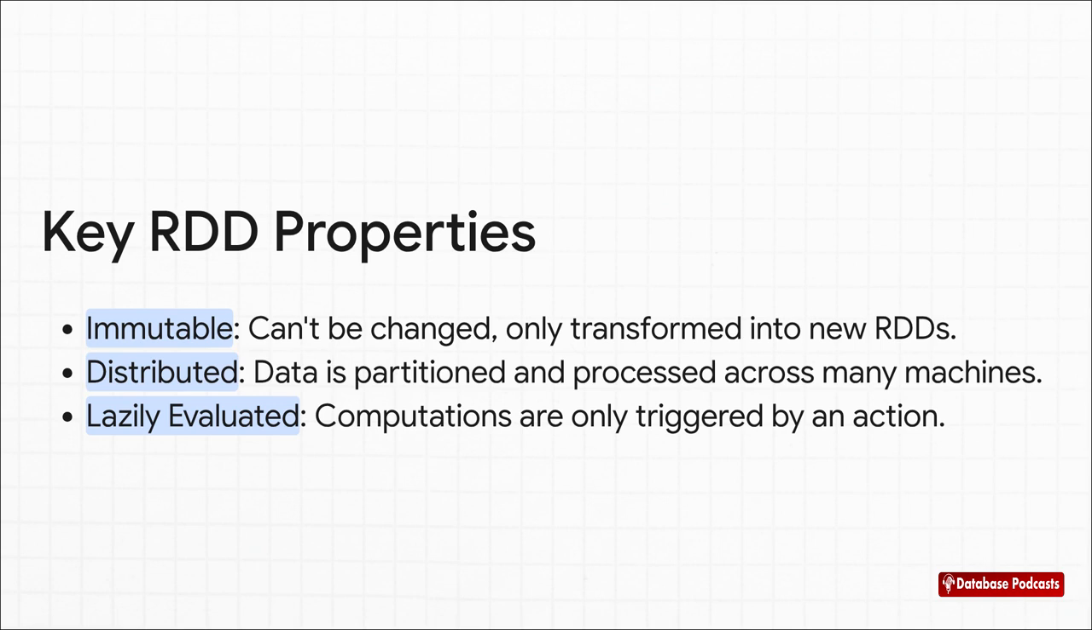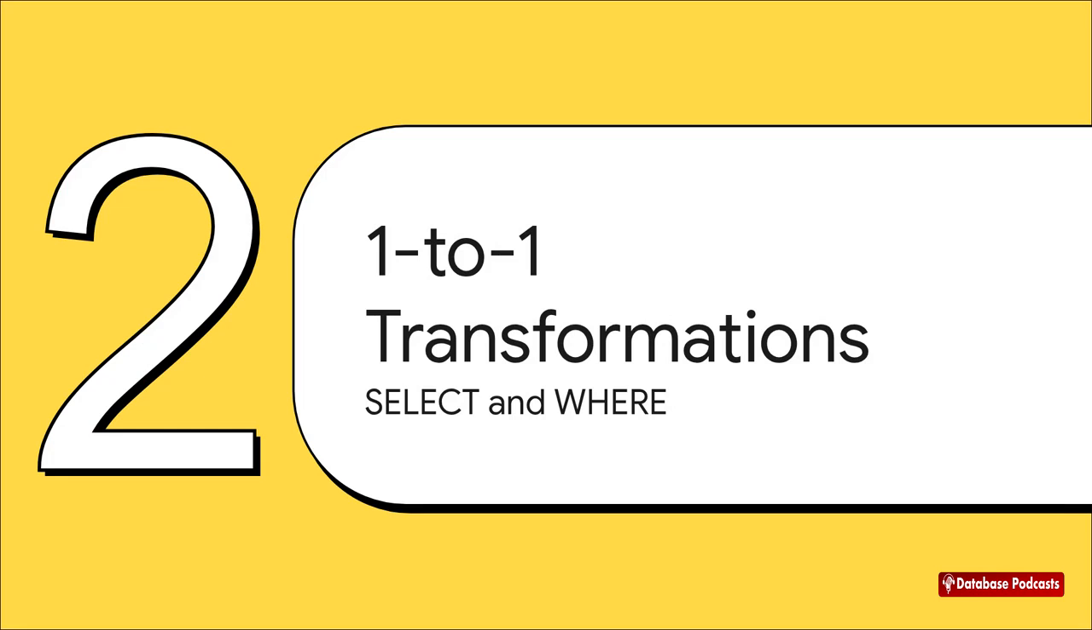When you run a SQL query, you hit enter, and the database starts grinding away immediately. Spark is different. You first build up a recipe of all the things you want to do, and it only starts cooking when you finally say, okay, give me the result. It's incredibly efficient. All right, so how do we actually start building this recipe? We use these things called transformations.